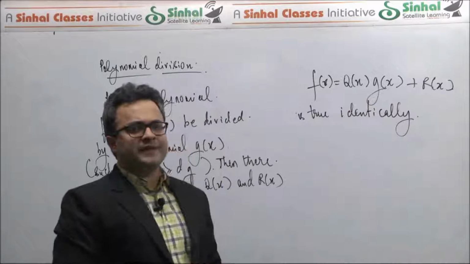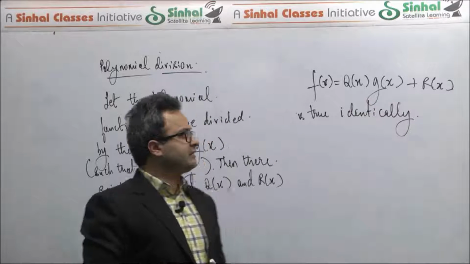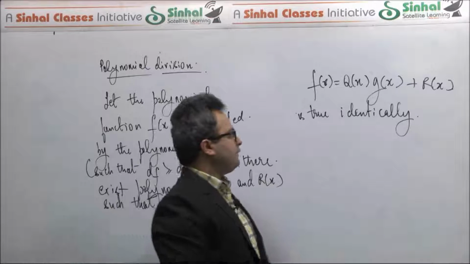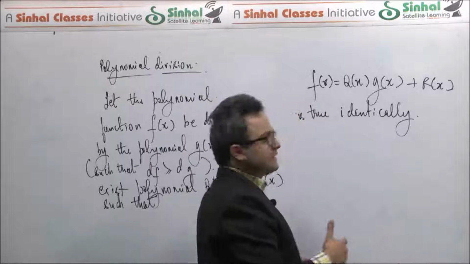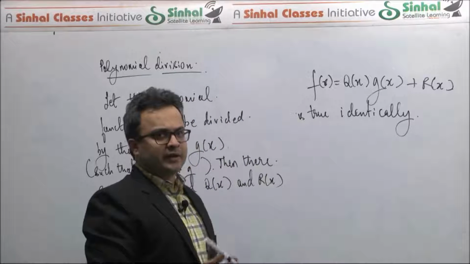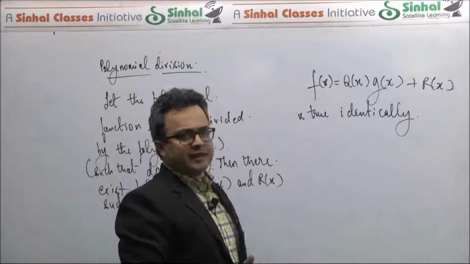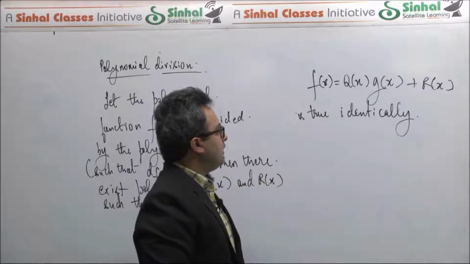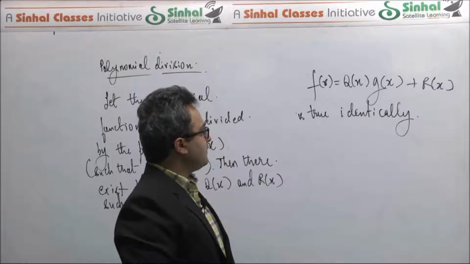Identically being true, the statement being true identically obviously means that the statement will be true for all values of x, right? Now again, just to emphasize, it's quite similar to what happens when you're dealing with division in the case of natural numbers or integers, or for that matter, division of numbers in general.